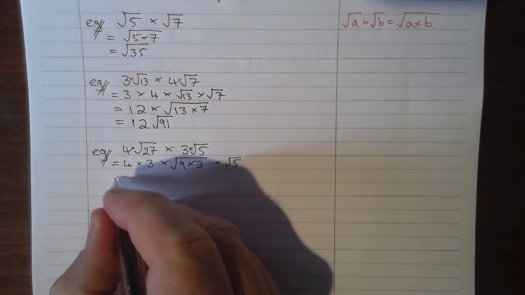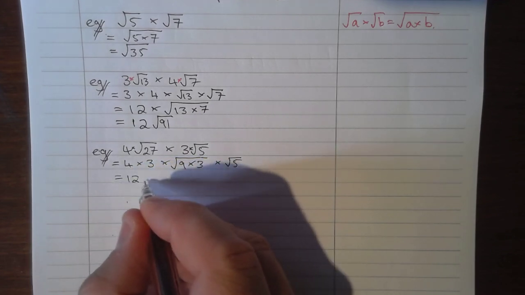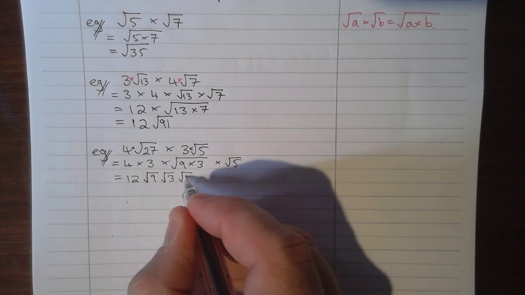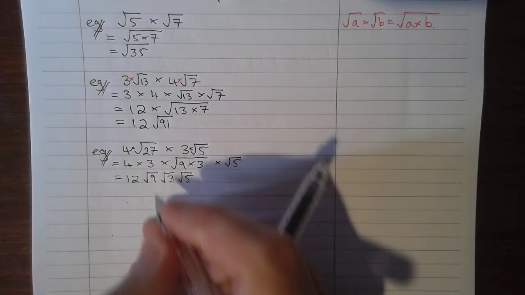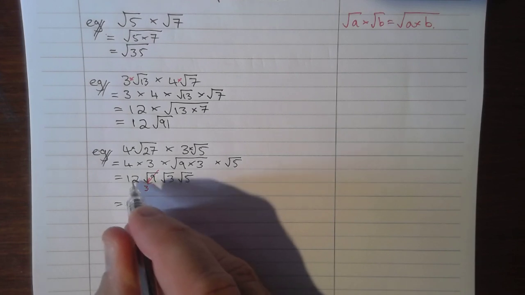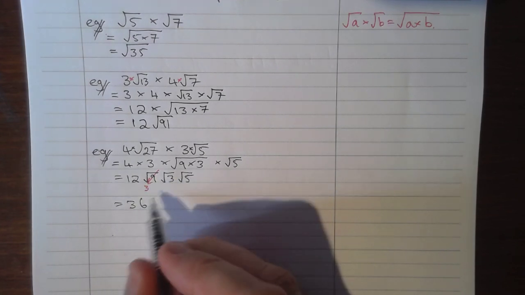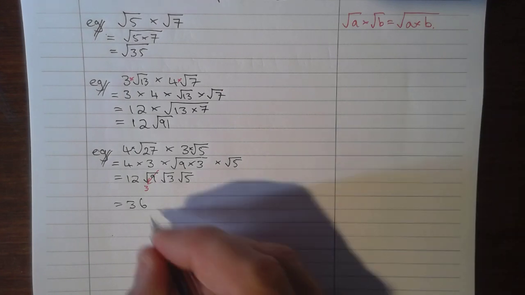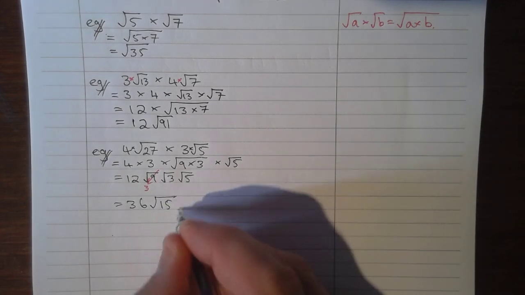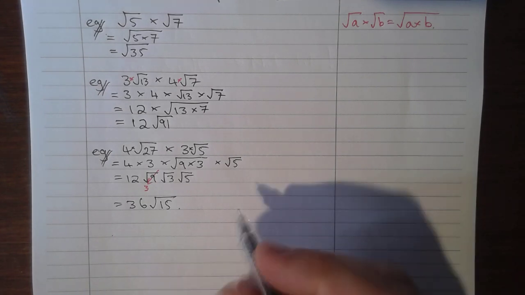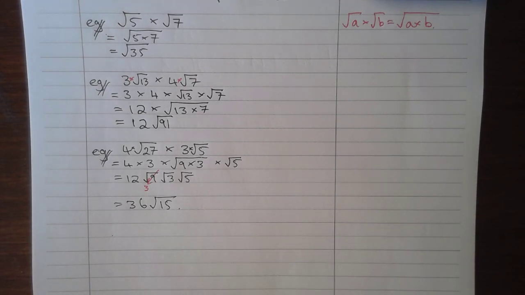So we're going to get 4 times 3 is 12, times root 9, times root 3, times root 5. Root 9, of course, becomes 3. 12 times 3 is 36. And then we have root 3 times root 5, which again we can combine to give the square root of 15. Just checking, no perfect square factors of 15, so we're in our simplest form.